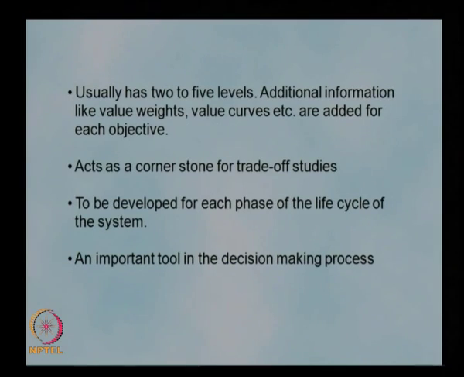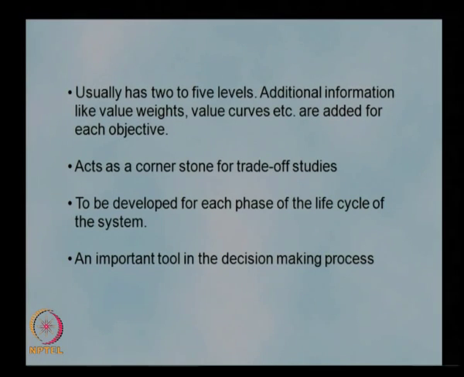So this hierarchy will normally have 2 to 5 levels. Additional information like value weights, value curves, etc. are added for each objective. It acts as a cornerstone for trade-off studies. As I mentioned earlier, if you want to make some trade-off, they can be used as a cornerstone, and based on this we can decide whether to go for a trade-off or not.